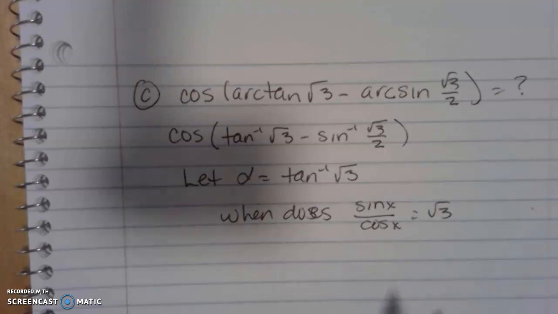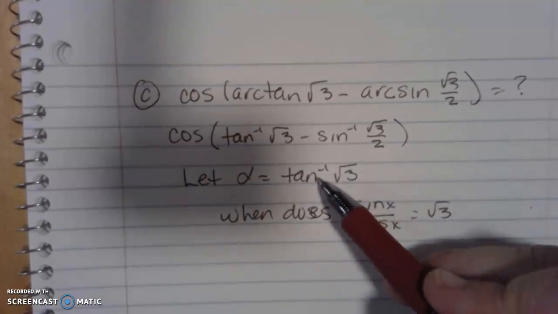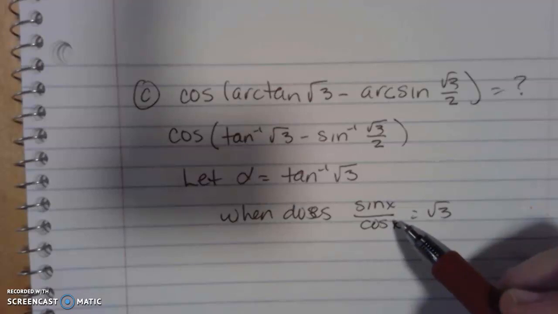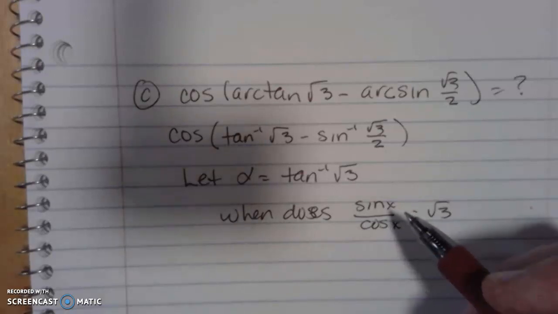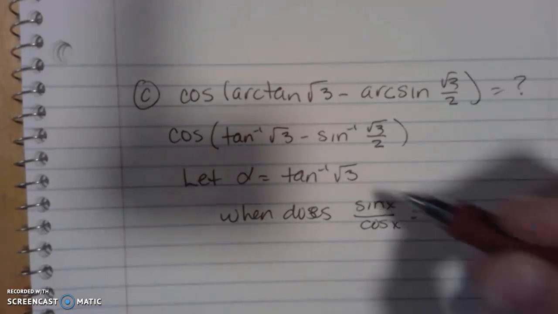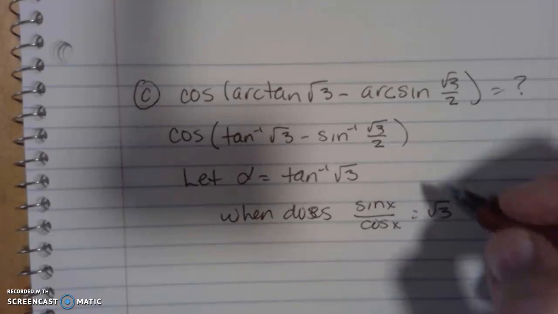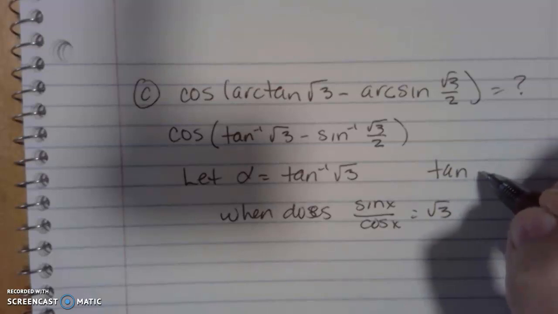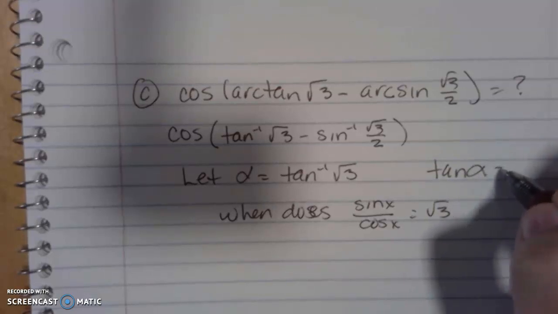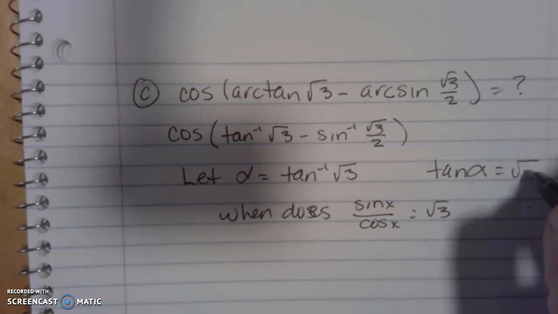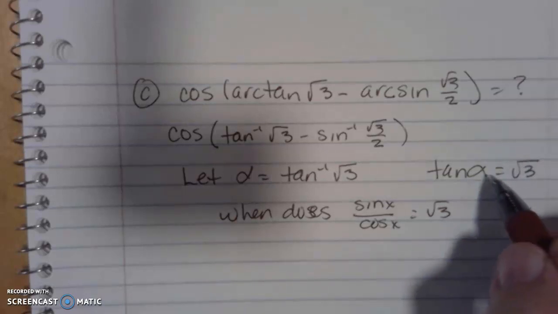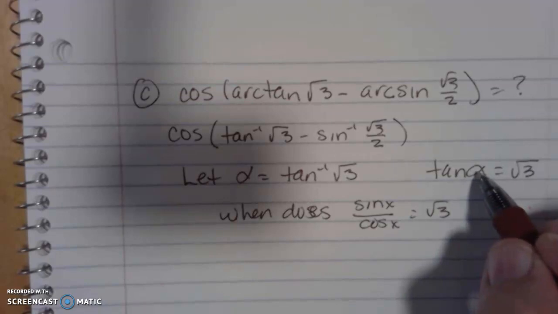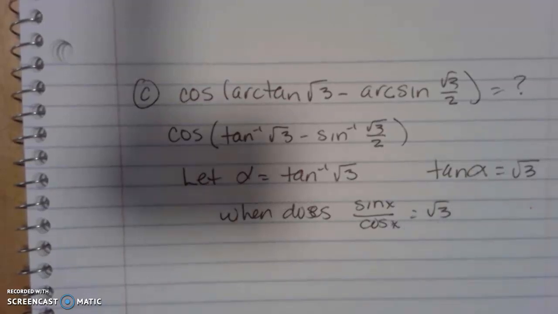And that basically means, when does tangent, which is sine over cosine, equal radical 3? So when does, because this can be written as tangent alpha equals radical 3. Okay, so when does this value right here, let that be sine x over cosine x, equal radical 3?